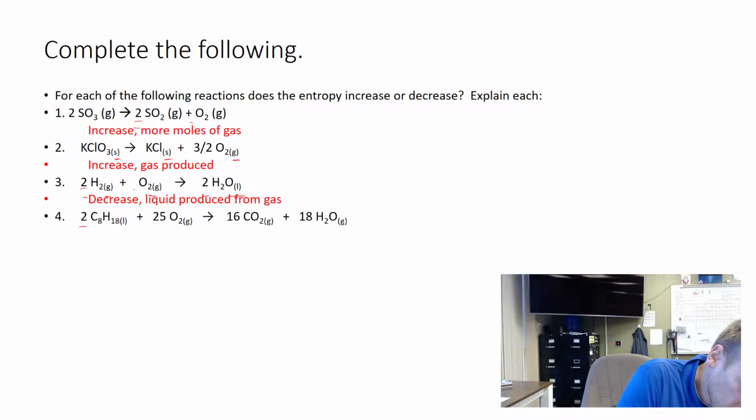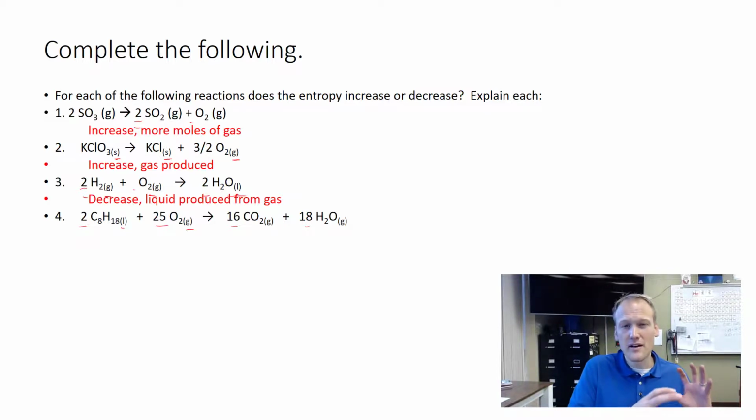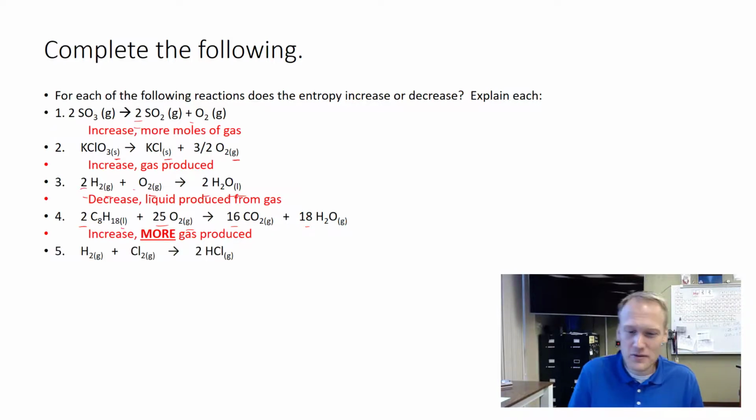We have 2 moles of liquid octane and 25 moles of oxygen gas, but it produces 16 and 18 moles of carbon dioxide and H2O, which would be a total of 34. We are going from roughly 27 moles to 34 moles. We have more disorder as we move to the right. More gas is produced. This one down here at the bottom is a little tricky.